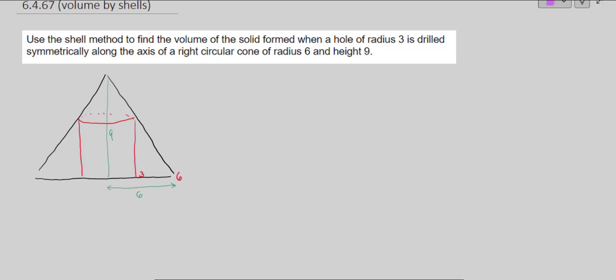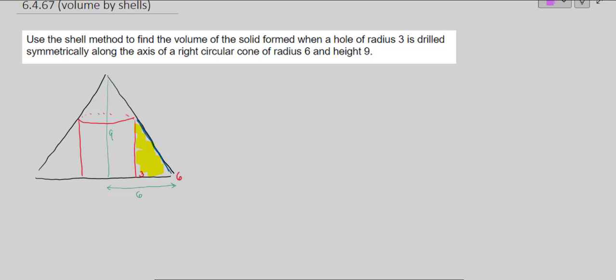And we are going to need the equation of this diagonal line right here. And the idea is that we are going to rotate this triangle right here around the y-axis. And if we rotate that triangle around the y-axis, we will get the solid that we are looking for, the volume of the solid that we are looking for.